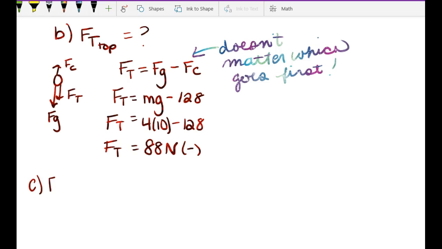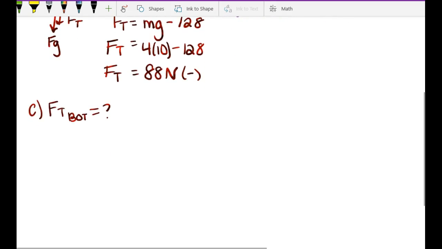Alright, part C. Tension at the bottom. Again, the relationship's the same. If at the top the two values are subtractive, at the bottom that means that they're going to be additive. So you end up with force of gravity plus force of tension to get your value. Now, that top free body diagram is a little funky because based on the equation it should be tension plus centripetal equals gravity, so I drew that wrong, so ignore that, sorry.